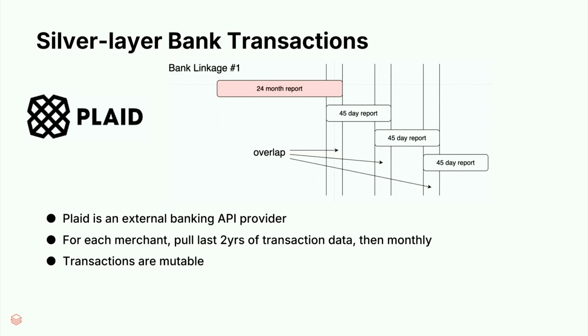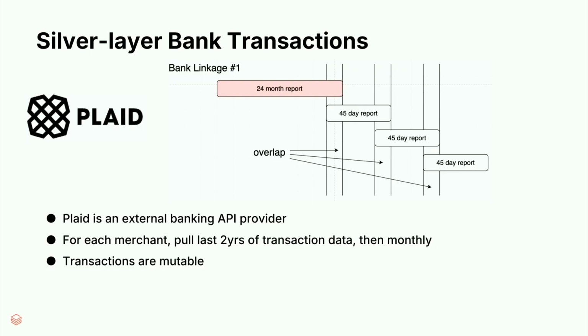And I'm going to walk you through some slides just to illustrate what it looks like to deduplicate this data. So we source the data from Plaid, which is an external banking API provider. They offer a product called the Asset Report, from which we are able to pull merchants' bank statements. And we've got our product teams performing this, pulling an upfront 2 years asset pull, and then on a monthly cadence, they're pulling the last 45 days of assets.